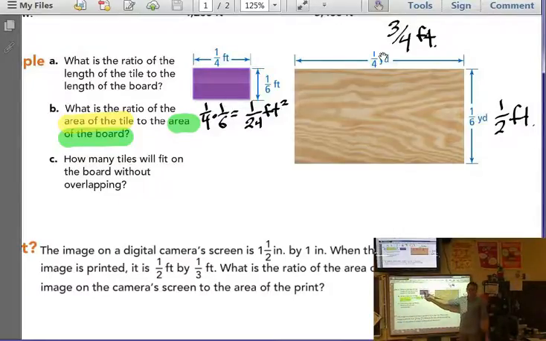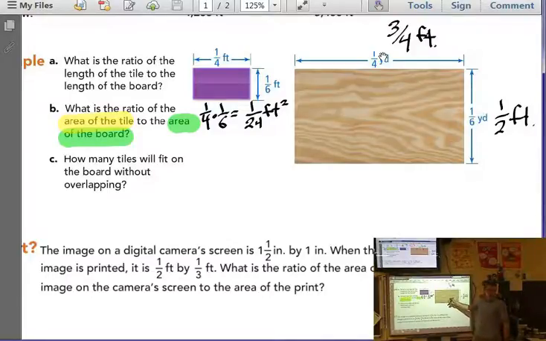So even though these kind of look big, they're not very big. 1/4 of a foot is actually 3 inches. 1/6 of a foot is actually 2 inches. So this is a 3-inch by 2-inch tile, pretty small. Approximately, probably about that. This is probably about 3 inches. That's close to 2. Maybe about the size of my palm.